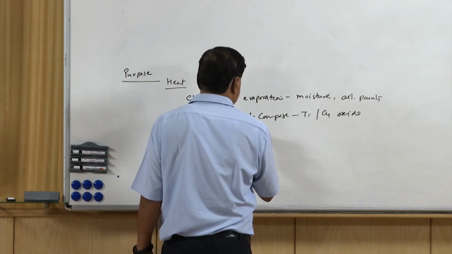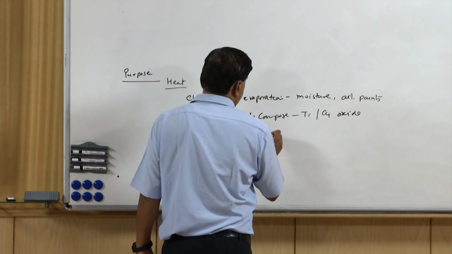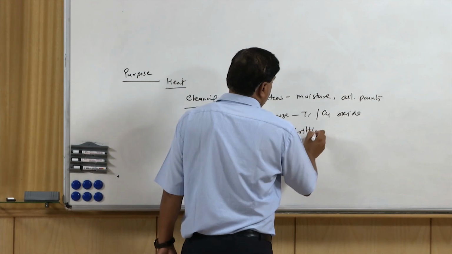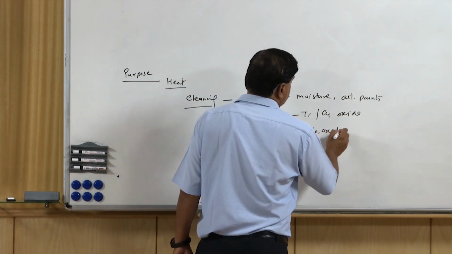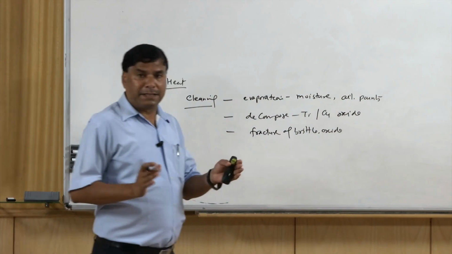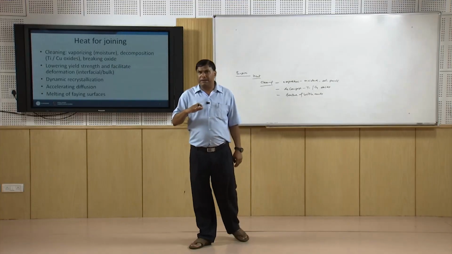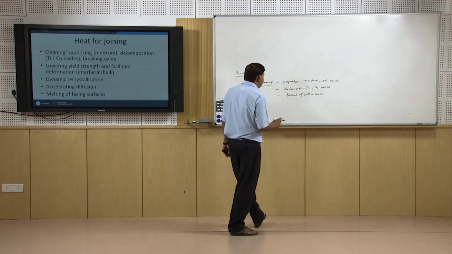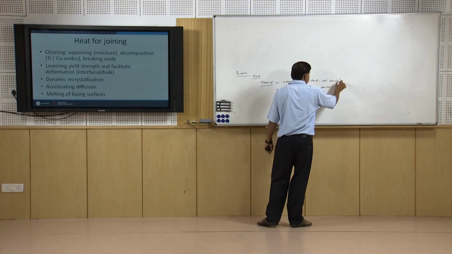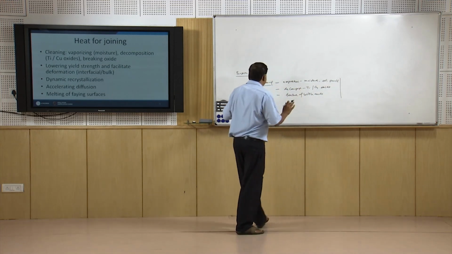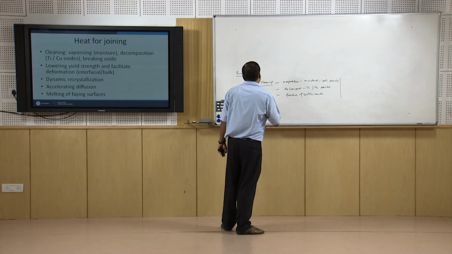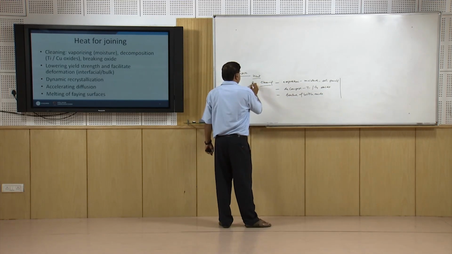Sometimes the fracture of brittle oxides also takes place due to the differential thermal expansion behavior. Oxides do not expand that much as compared to metals. So, the differential expansion behavior leads to the fracture of the brittle oxide. That is how heating helps in cleaning of the metal. So this is one big factor.